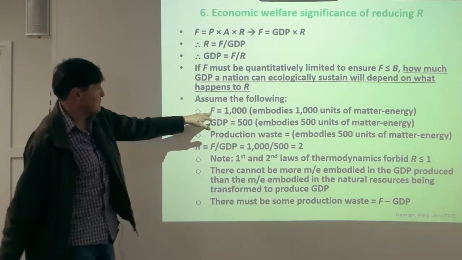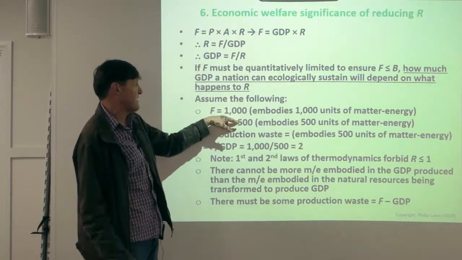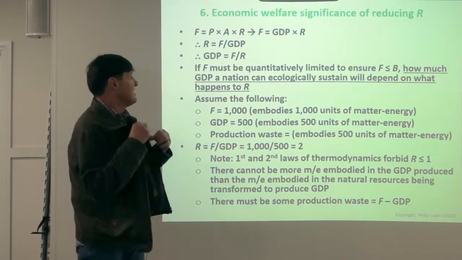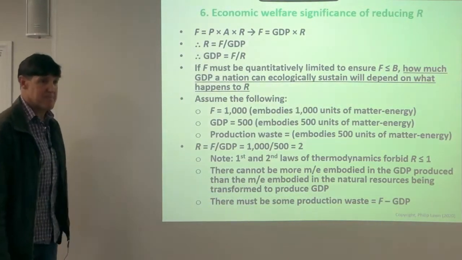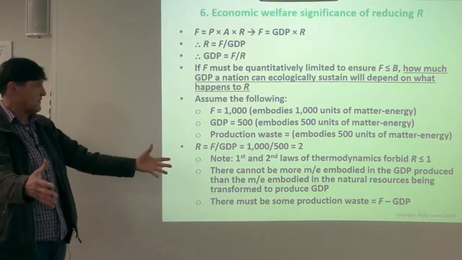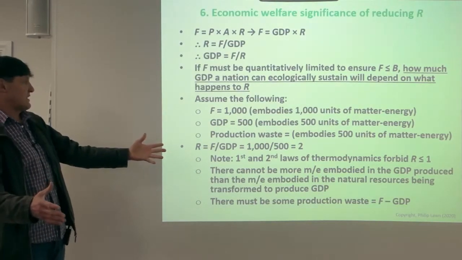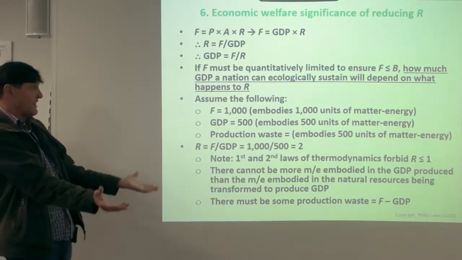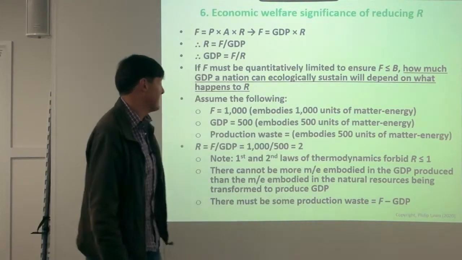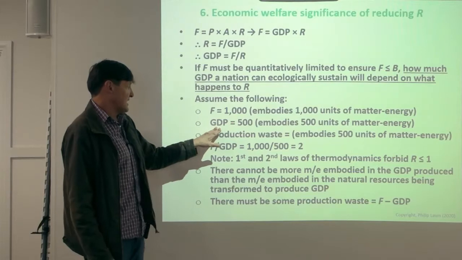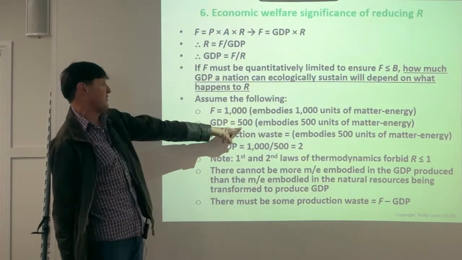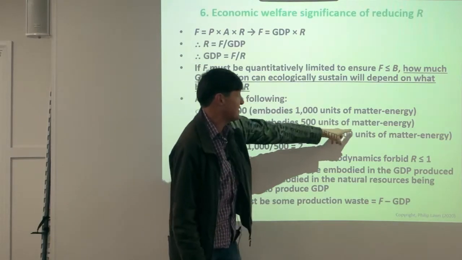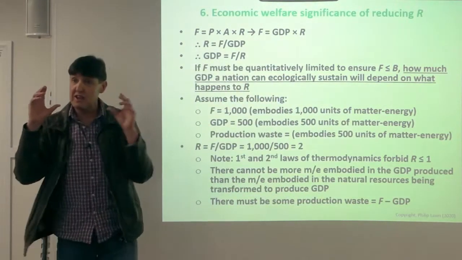So assume the following. Okay, let's say the footprint involves resources embodying, I'm just using some number, but let's say 1,000 units of matter and energy. The resources that we're using to produce the GDP constitutes the footprint, and let's say it embodies 1,000 units of matter and energy. Let's say that the GDP, the goods and services that we produce, end up as equal to 500. In other words, embodies 500 units of matter and energy. So remember, you get resources and you transform them into goods and services.